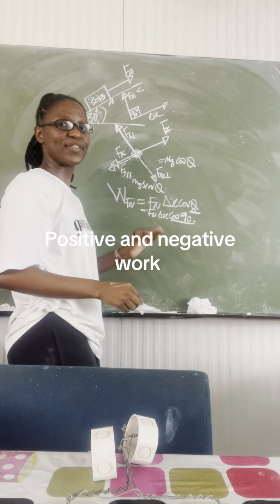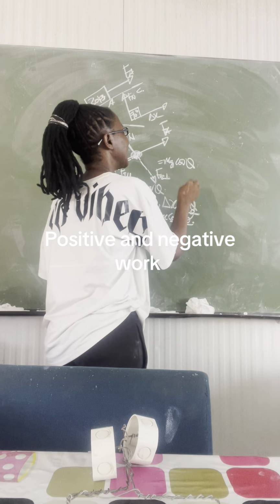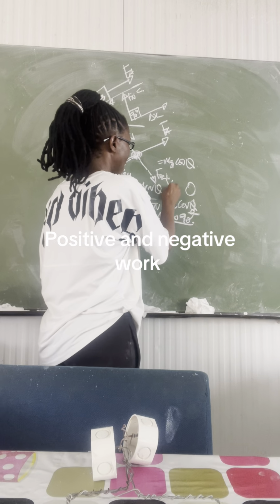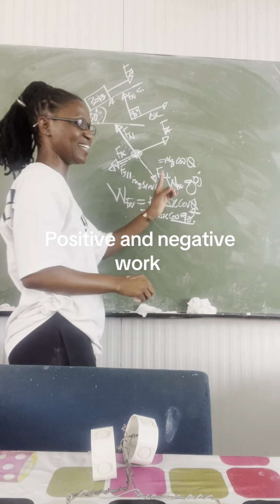And as we are doing mathematics, we know that cos of 90 degrees equals 0. So everything multiplied by 0 means that the work done by the normal force is going to be 0 joules. You pay attention to that.